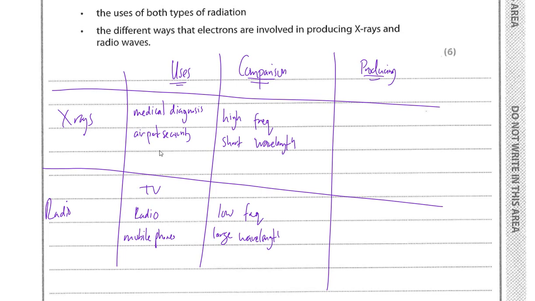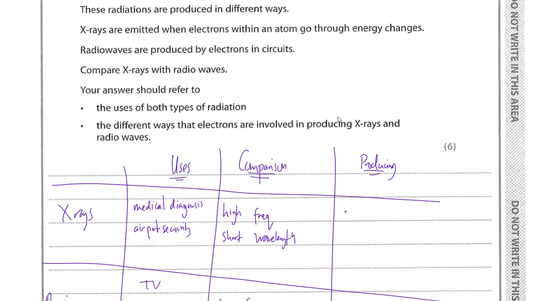Now let's talk about the production in this particular case. The production is the one that people tend to forget. Now, electrons. This is a little bit tricky, because I may think that this question is outdated. Just check it now. The question tells you that X-rays are emitted when electrons within the atom go through energy changes.